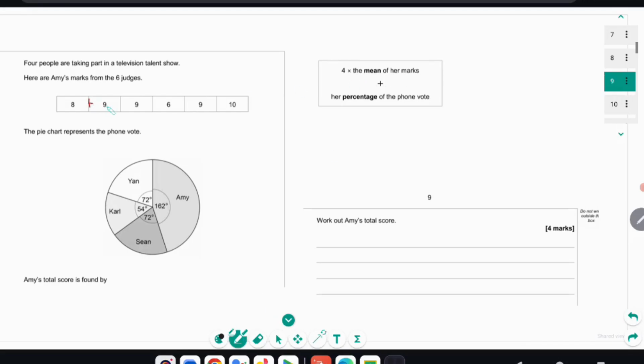So 4 times the mean of her marks. Let's find the mean of her marks. How do you find the mean? You add them up and divide by the amount. So we've got 51 divided by 1, 2, 3, 4, 5, 6. 8.5. But we want 4 times the mean mark. So 4 times 8.5 is 34.